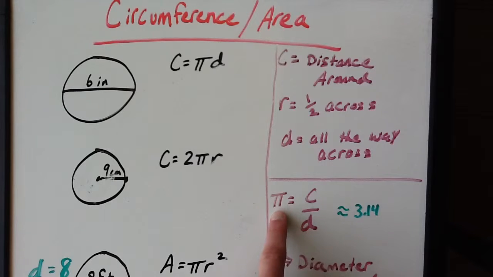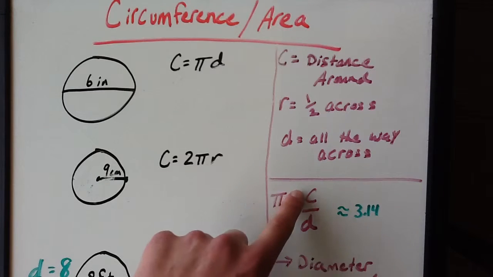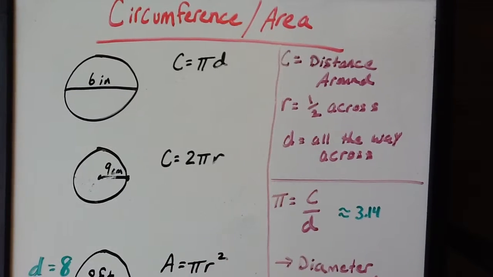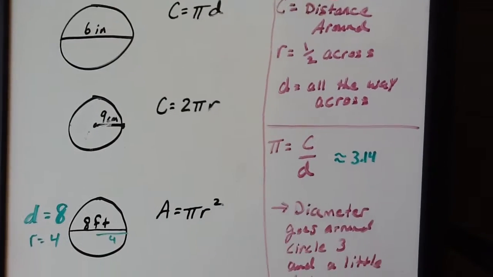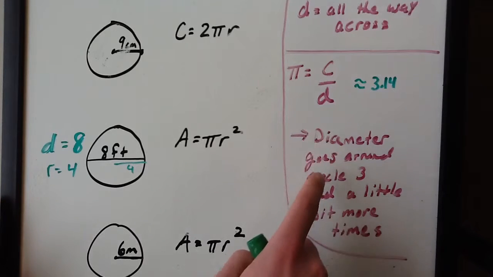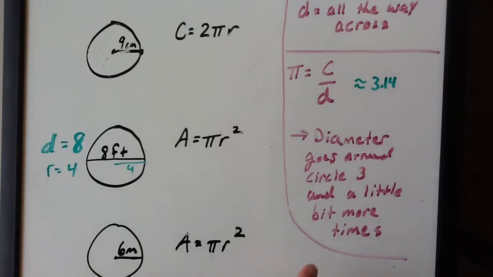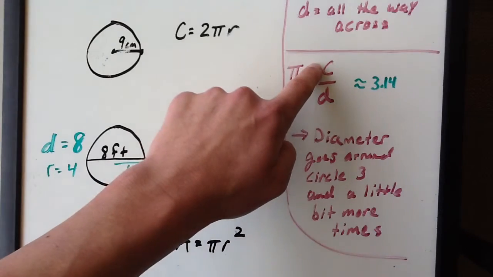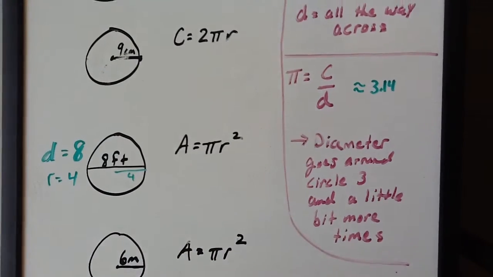This is pi. Pi is a number, and it is the ratio of the circumference to the diameter. And we approximate pi to be 3.14. Remember, in class we discovered that the diameter of a circle will go around the circle 3 times and a little bit more. That's where we get pi from. Pi is the ratio of the circumference of the circle to the diameter of a circle.